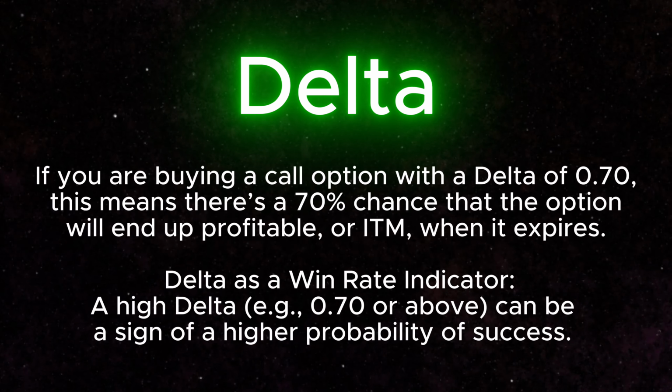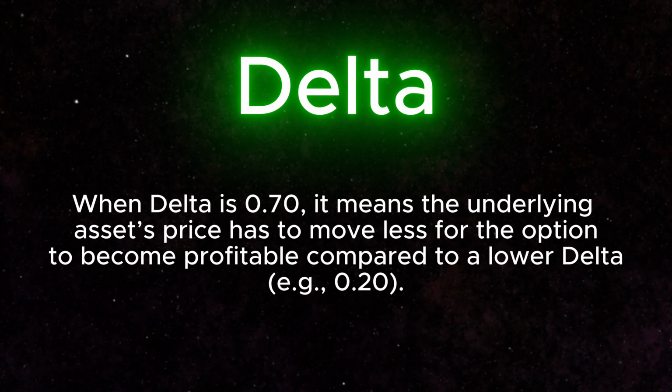If you are buying a call option with delta 0.7, this means that there's a 70% chance that the option will end up profitable, or in the money, when it expires. Delta as a win rate indicator. A high delta can be a sign of a high probability of success. Here's why. When delta is 0.7, it means that the underlying asset price has to move less for the option to become profitable compared to a lower delta of 0.2.